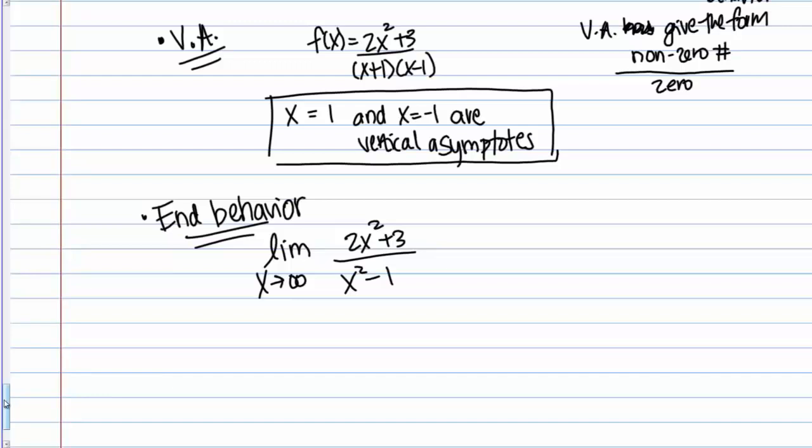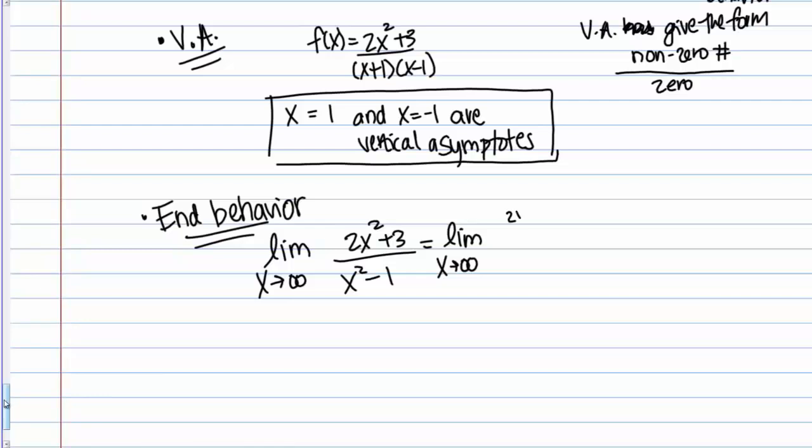Now, back in, I think, section 2.5, we learned a method for taking the limit at infinity of a rational function. If you recall, that method is to divide all the terms by the x with the highest degree in the denominator. In this case, the highest power term in the denominator is x squared, so I'm going to divide every term by x squared.